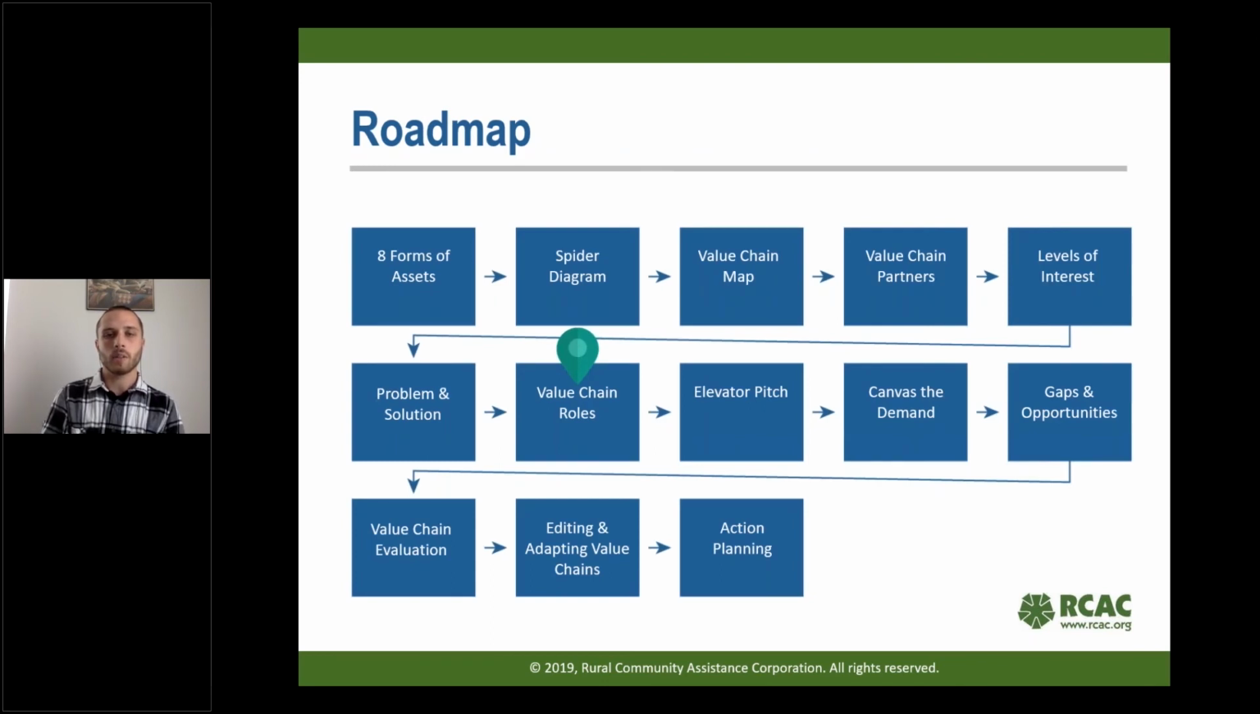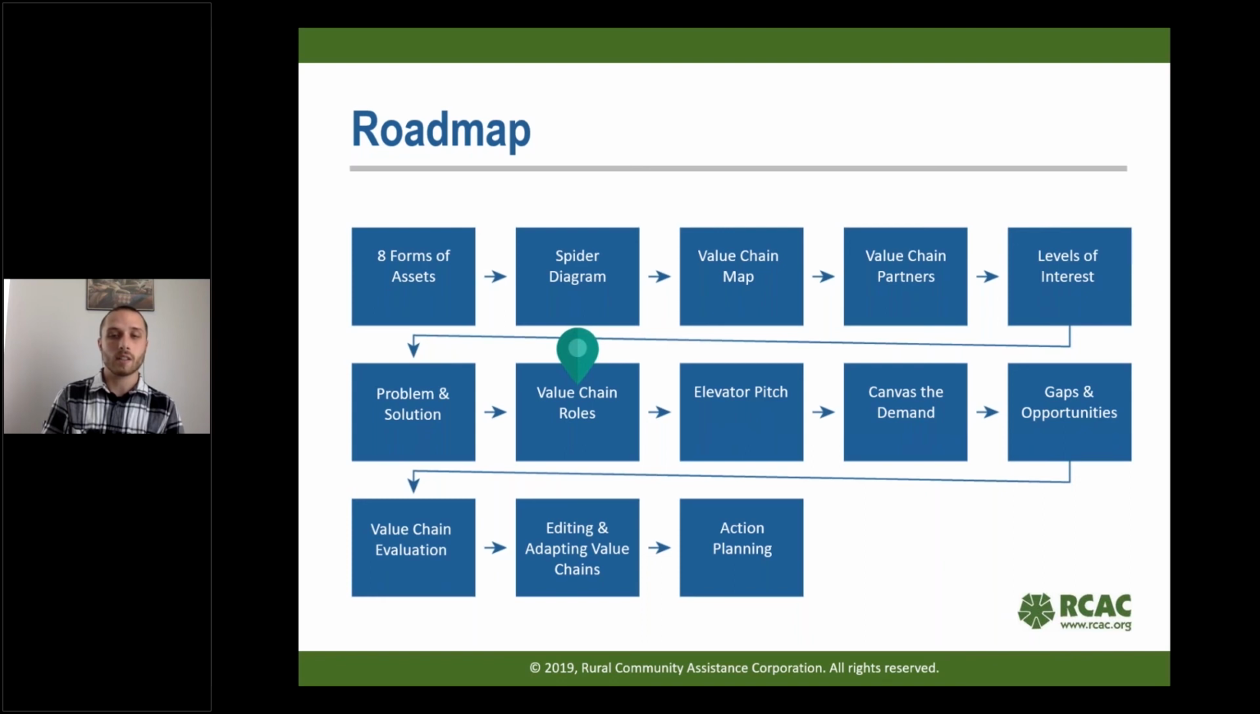During Module 1, we discussed the 8 forms of assets and used the spider diagram to evaluate each type of asset in your community. During Module 2, we introduced the value chain and looked at the 3 types of value chain partners and the levels of interest and how each is needed to construct and implement a value chain. During Module 3, we introduced the Icehouse Discovery Canvas and used that to reframe your economic opportunity into a solution that addresses a community problem. If you need a refresher, feel free to watch the videos again.